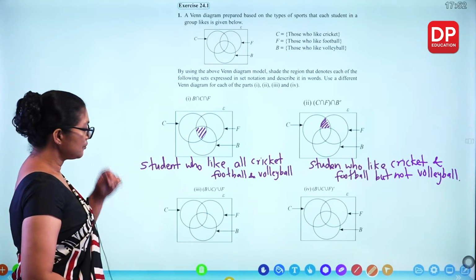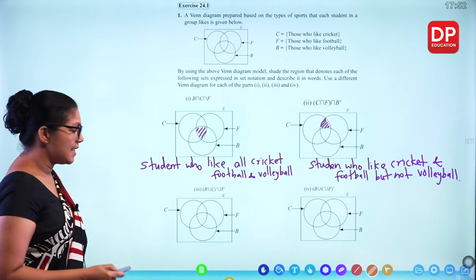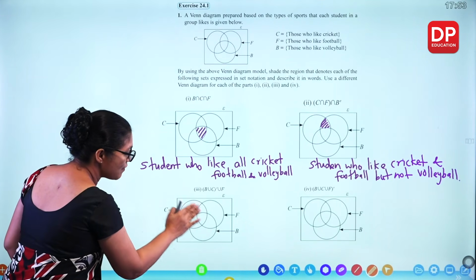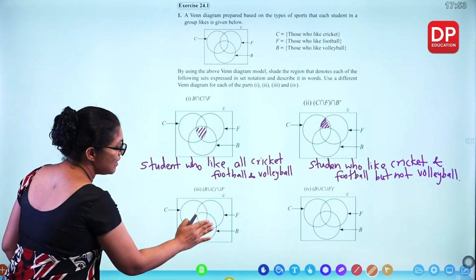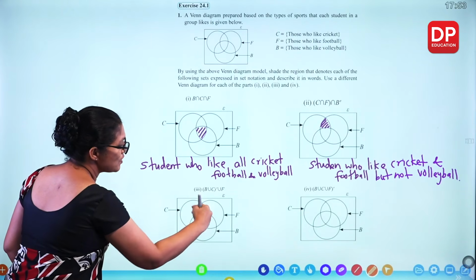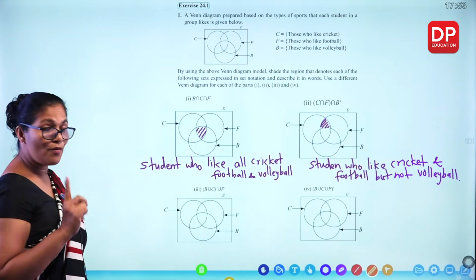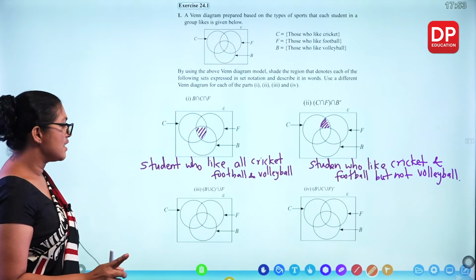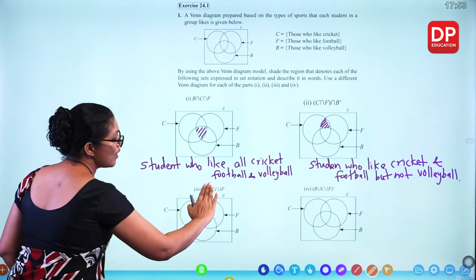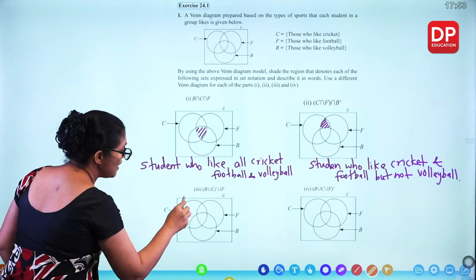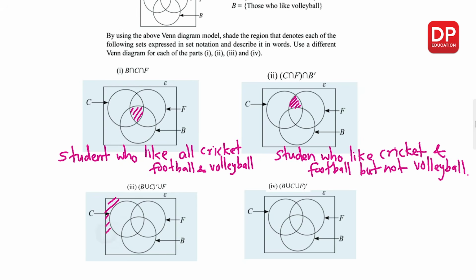This one, B union C dash. B union C means everything inside B and C. Outside means everything outside, but union with F. Now this is not intersection. So here first you look at B union C dash. B union C dash means everything outside B union C.